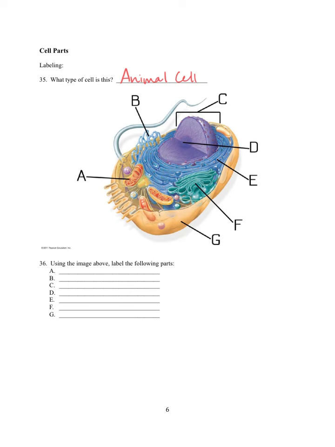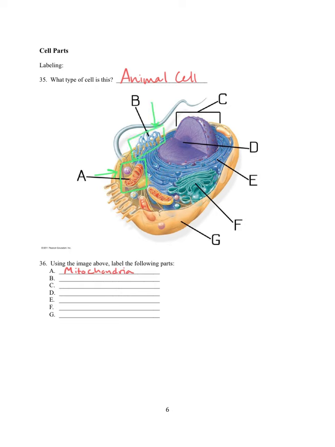So number 36 is the labeling portion. So we're just going to start with letter A. So letter A is pointing to this structure. That is the mitochondria. Remember that mitochondria are responsible for converting energy from sugars into energy in a molecule called ATP.